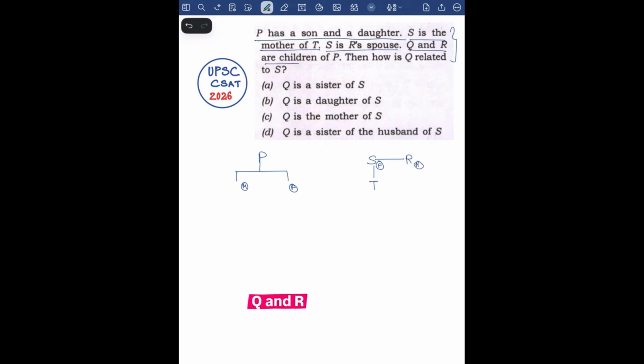Q and R are children of P. So since R is a male, R must be the son and Q must be the daughter. Then how is Q related to S? So Q is the sister of R who is married to S, who is the mother of T. So Q is the sister of the husband of S. Hence the correct answer is option D.